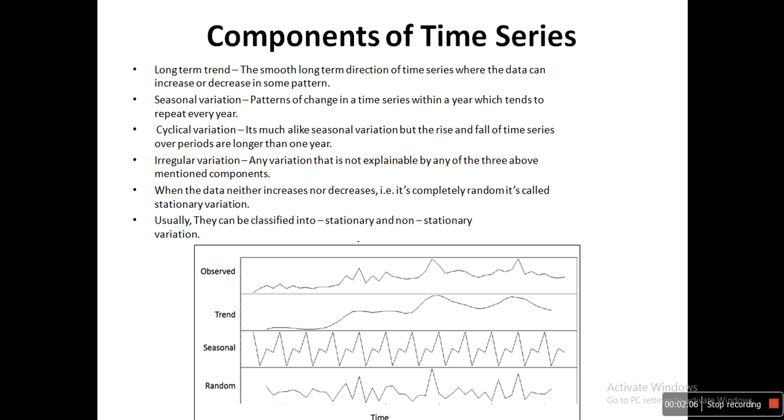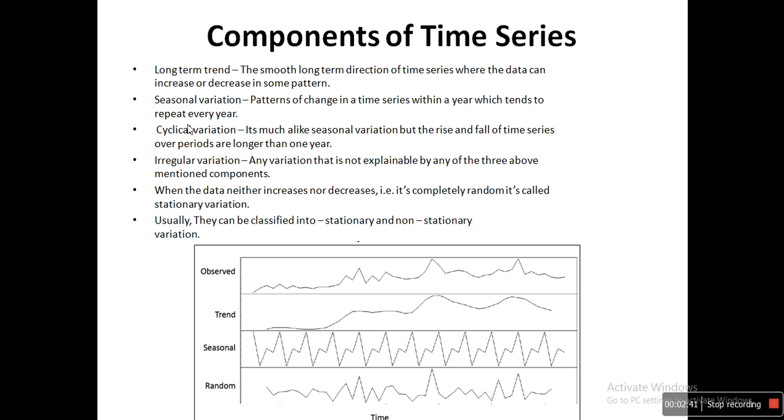What are the components of this time series? The first one is the trend. The trend is nothing but the direction of the increase or decrease of the data. The next component is seasonal variation. It is the pattern of change within a year which tends to repeat every year. Like this, the pattern tends to repeat for every year.